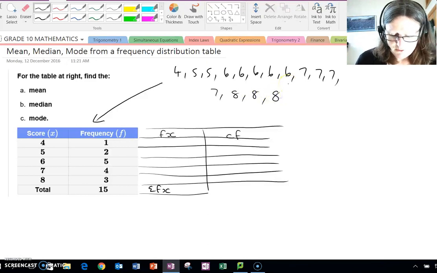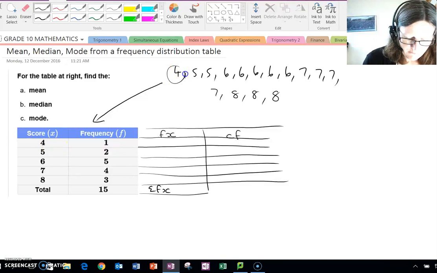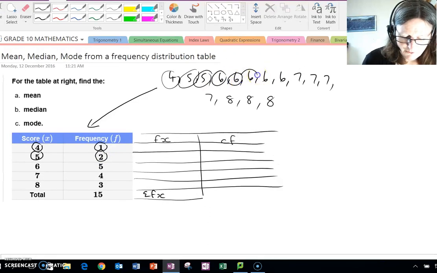Rather than have to deal with 15 scores like that, it is a lot easier if the scores are put into a table. So for example, there's a 4. The score of 4 occurs once. For a 5, there are 2 5s. 1, 2, 3, 4, 5 6s. So 6 occurs 5 times.